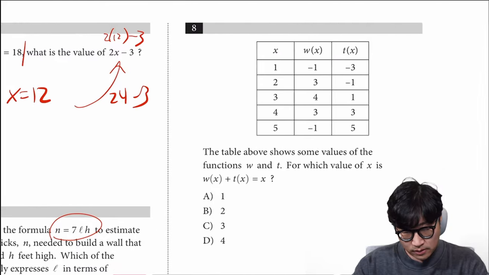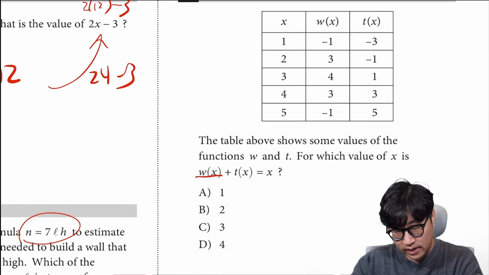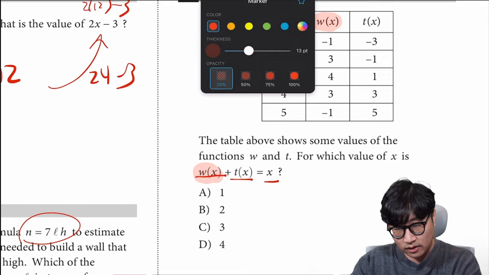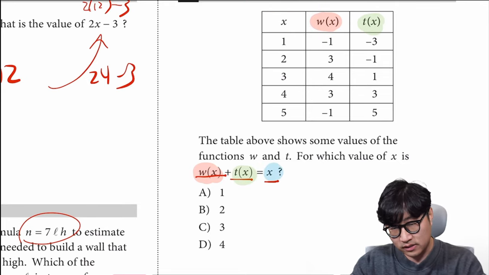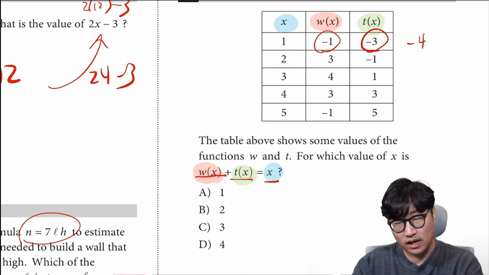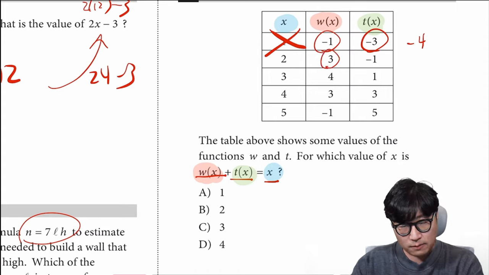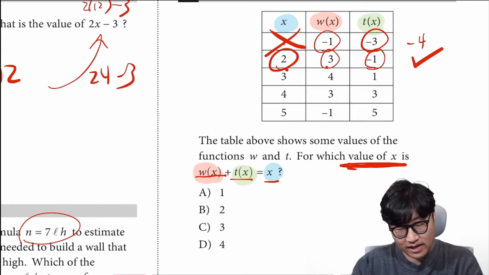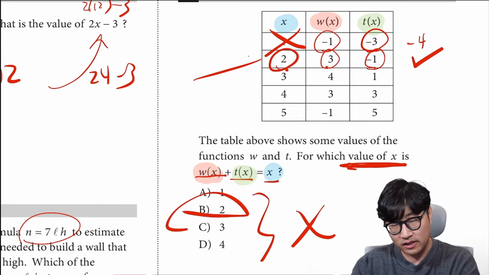Number 8, table above. For what value of x is w of x plus t of x equal to x? So basically what they're saying is this, just pay attention to what they're giving you. W of x is right there, and t of x is right there, and x is right there. So the red plus the green should equal the blue, right? So let's go. Starting from over here, negative 1 plus negative 3 would be negative 4, not 1. 3 plus negative 1 would be 2, indeed. Okay, so that's where it is. What do they want? For what value of x? These are your x values, and x is equal to 2 right there.